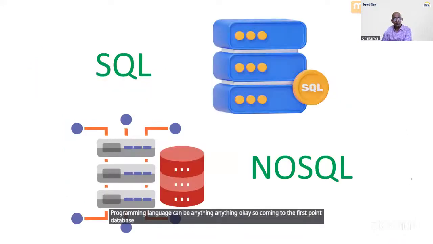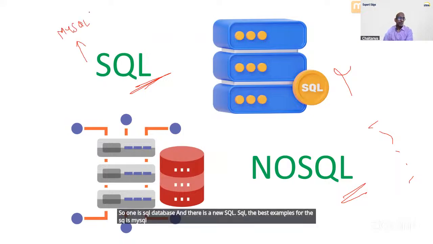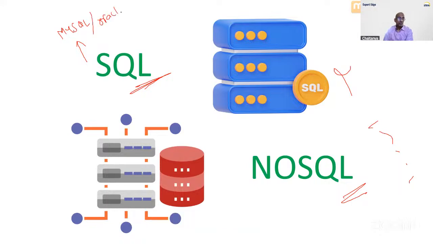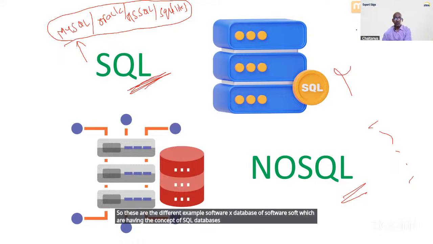Okay, so coming to the first point, database. There are two types of databases we have seen so far. One is SQL database, and the other is NoSQL. The best examples for SQL are MySQL, Oracle, MS SQL, or SQLite 3. These are different examples of database software having the concept of SQL databases, where we have a lot of tables, table 1, table 2, table 3 in a database, and of course there are relationships between the multiple tables, etc.